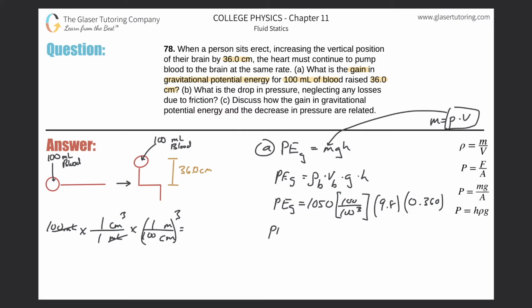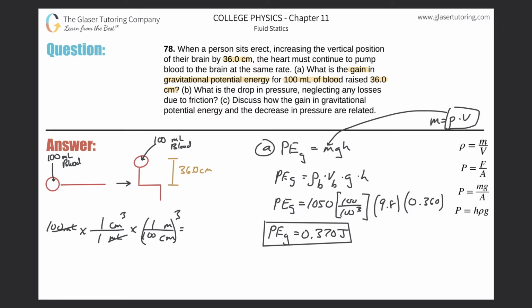Now we can calculate the gravitational potential energy. Remember, this will be in joules. So 1,050 times 100 divided by 100 cubed, then times 9.8 times 0.36. Here we get a value of about 0.370 joules. So that will be the change in potential energy of that amount of blood.